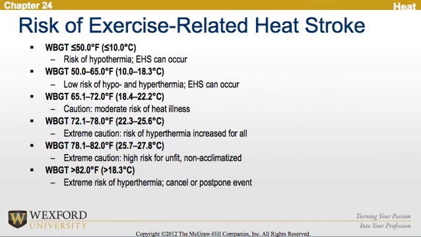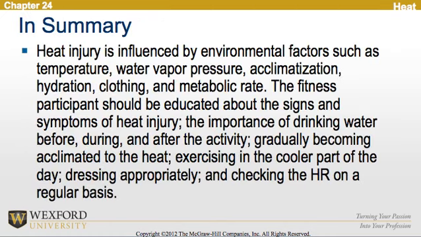Now, when we're looking at the risk of exercise-related heat stroke, we can see that at different temperatures, the WBGT increases as the heat goes up. From a low risk, which is below 50 degrees Fahrenheit, where the risk is actually for hypothermia, all the way up to an extreme risk of hyperthermia, where you may want to cancel or postpone the event. Please review the different categories related to heat stroke risk.